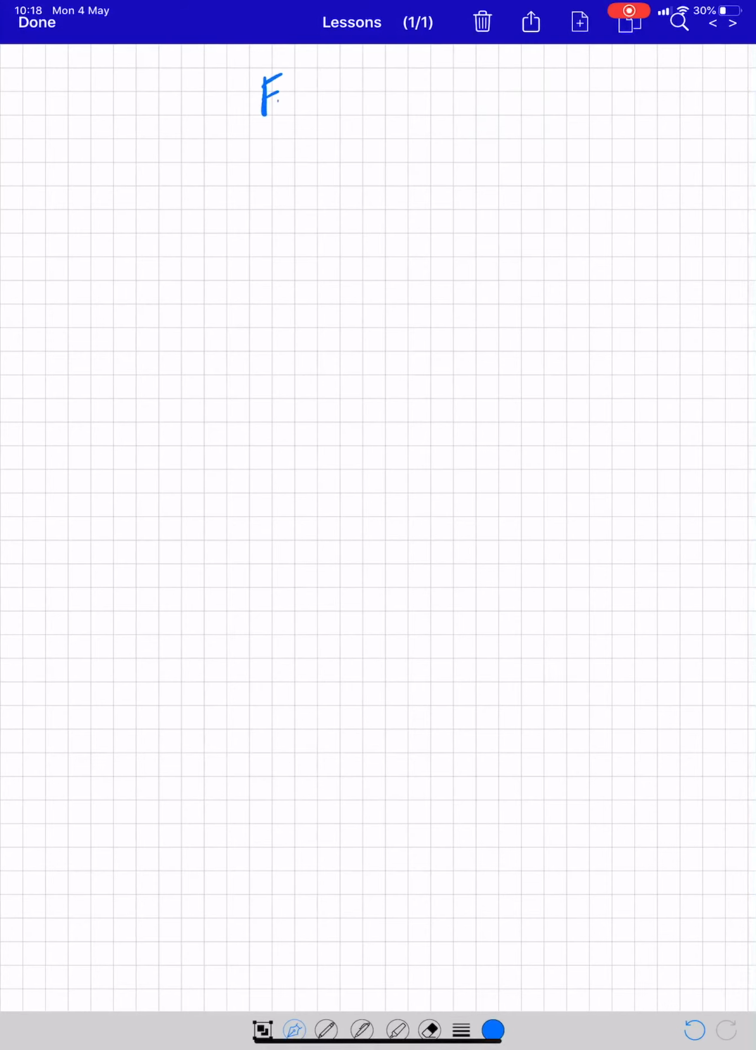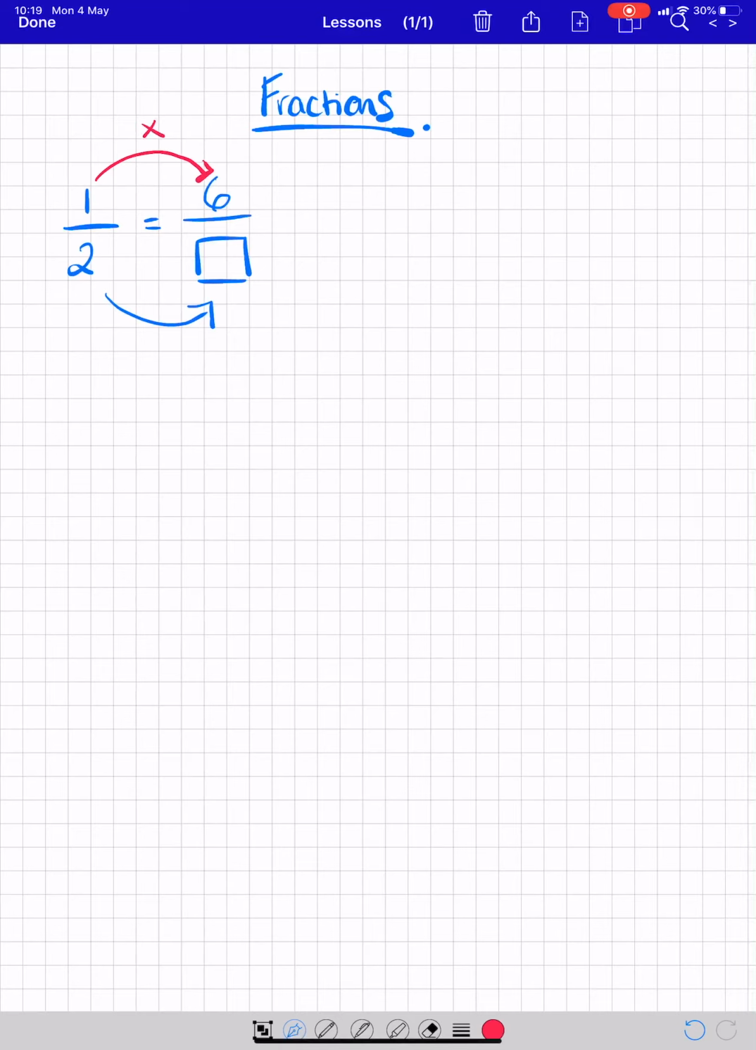Okay, so here's a really quick lesson on equivalent fractions. So you might get something where it says, here's a half, do another equivalent fraction. So this number on top could be 6, and it might want you to put a number in at the bottom. So what we need to realise is that we've done 1 times something is 6.